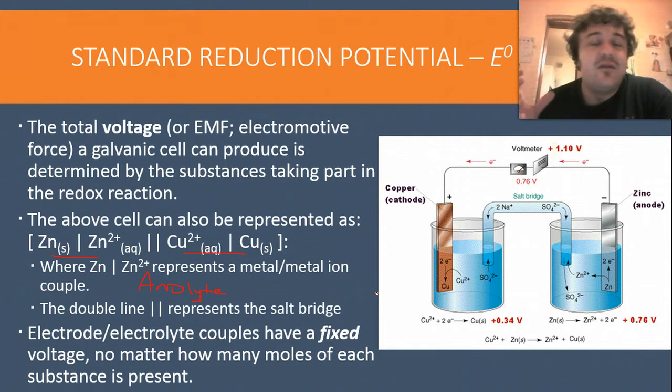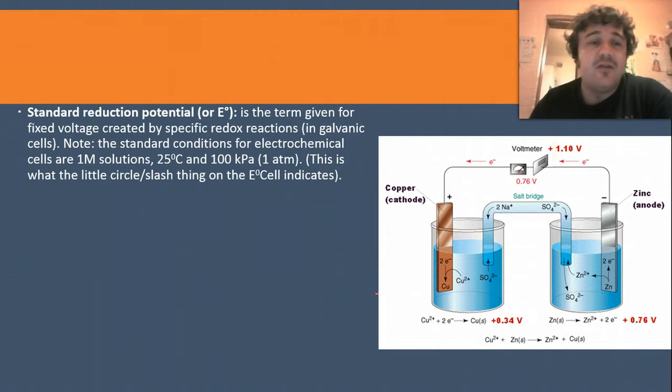They've got a fixed voltage, okay? And you'll see that as we go into it. And this actually makes it really easy for us because we can use a table of these voltages, which is what we see in the back of our periodic tables in an exam. We can use a table to predict the energy produced. So the standard reduction potential. This is the term given for the fixed voltage created by specific redox reactions.